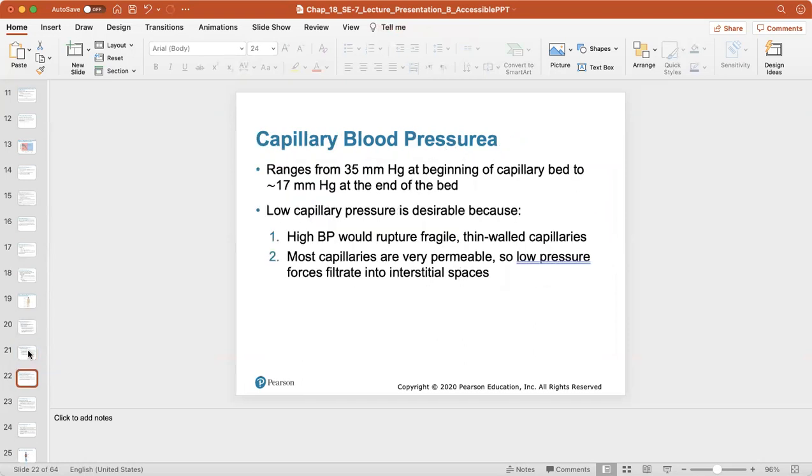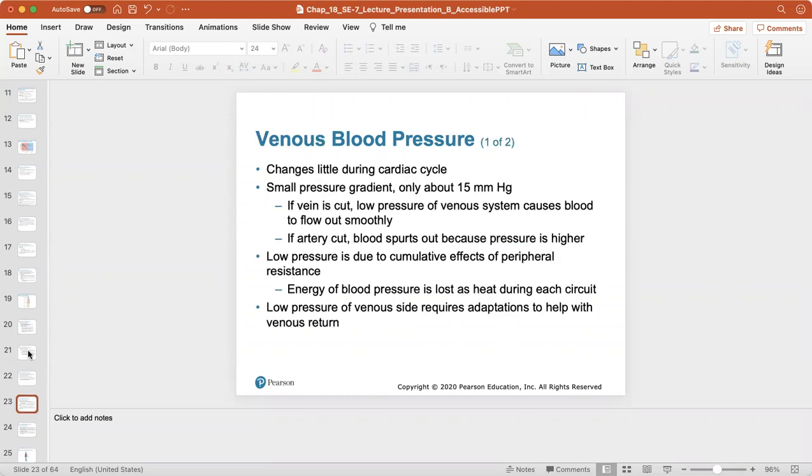Capillary blood pressures range from 35 at the beginning of the capillary bed to about 17. Low capillary pressure is very desirable because high blood pressure would rupture these very thin-walled capillaries, and most capillaries are very permeable, so low pressure forces the filtrate into interstitial spaces.